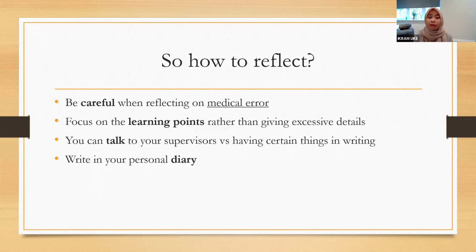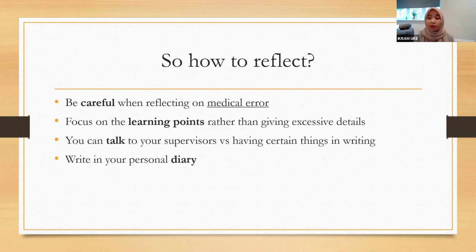I think you have to be careful when reflecting on medical error specifically. If you are reflecting on a medical error, you want to focus on the learning points rather than giving too many excessive details about it. You can always talk things out rather than write. If you need to let it off your chest, you can verbally express it rather than writing it down. If you're the kind of person that prefers writing anyway, you could also write in your personal diary. I'm not saying to never write about medical error, but when you do, just be careful of your choice of words and the things you put in them.